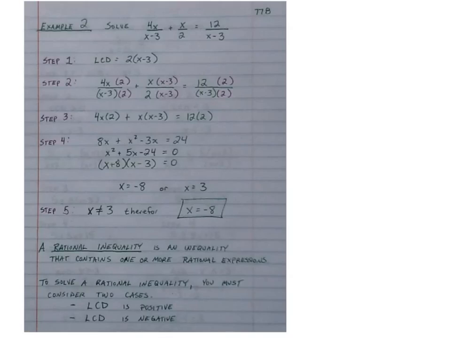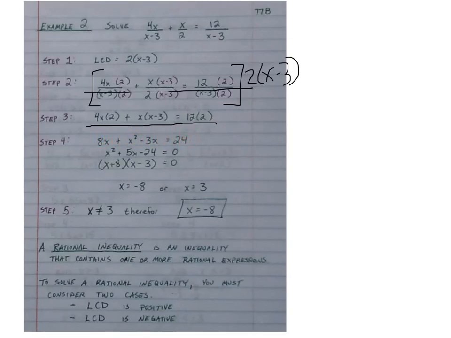In step 3, we cancel out all of our denominators by multiplying the whole equation by our LCD. It's a nice trick that allows us to cancel out the denominator all the way across and make it a very easy, straightforward algebraic problem. So from there, 4x times 2 is 8x. x times x minus 3 is x squared minus 3x, and 12 times 2 is 24.